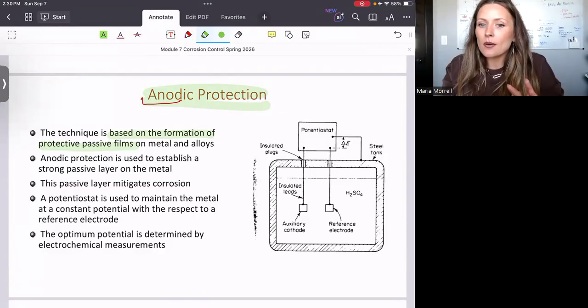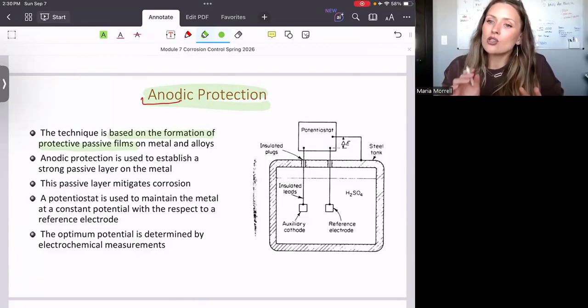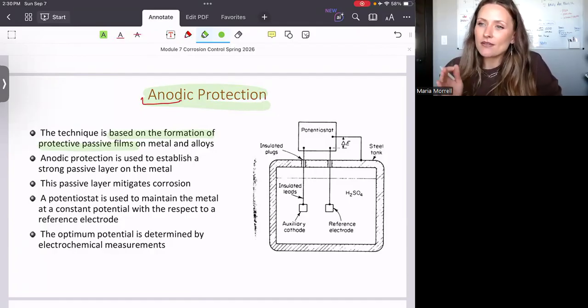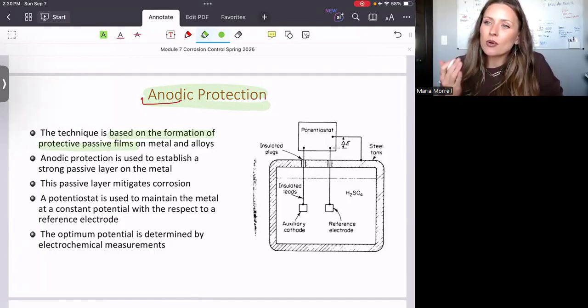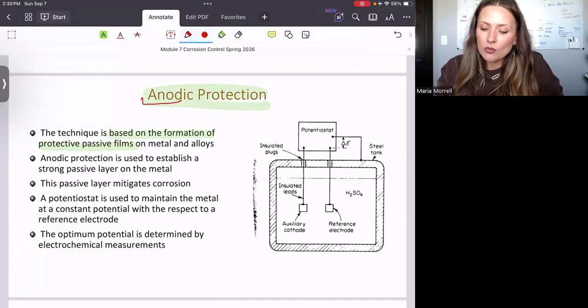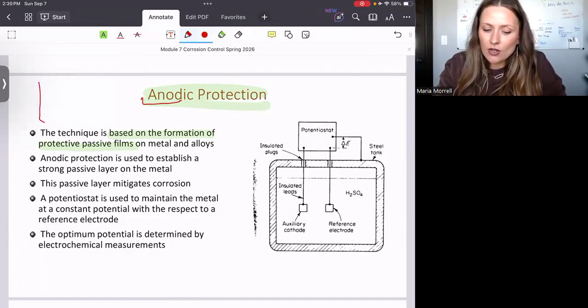And so that means that you can only apply it to the metals that have this passive film. And hopefully you guys remember at some point when I was describing polarization, and I'm just going to draw it right like this. So this is going to be the current density, this is going to be my potential.